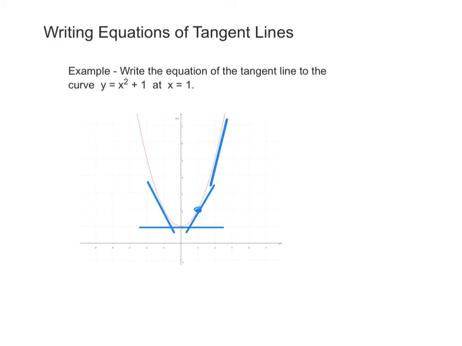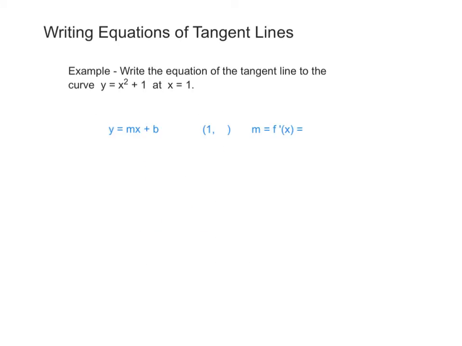To do that, we need to use some algebra first. All equations start with y equals mx plus b. They have a point, an xy coordinate, and then a slope. To find the corresponding y coordinate, I'm going to use the original equation, y equals x squared plus 1. Substitute 1 back into that original equation like you would in regular algebra. So y equals 1 squared plus 1, or 2. Easy enough.